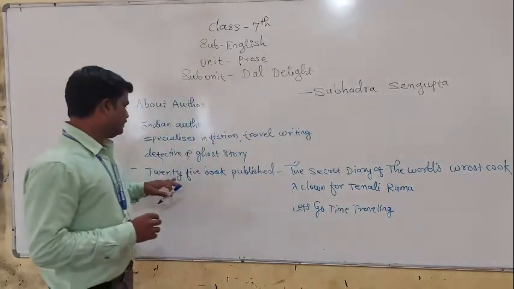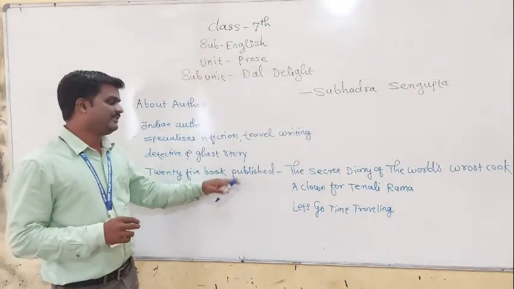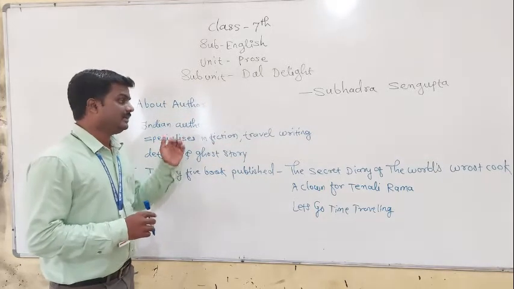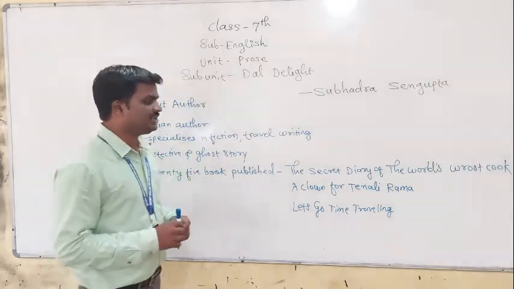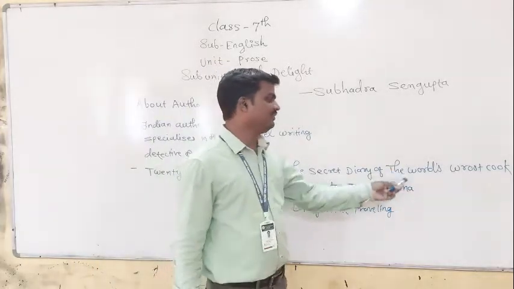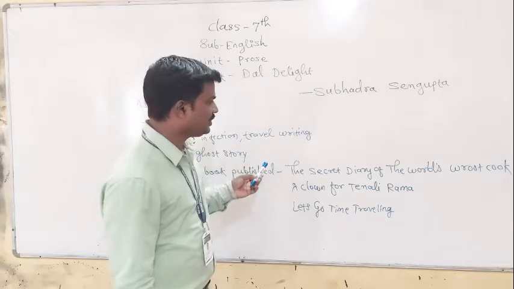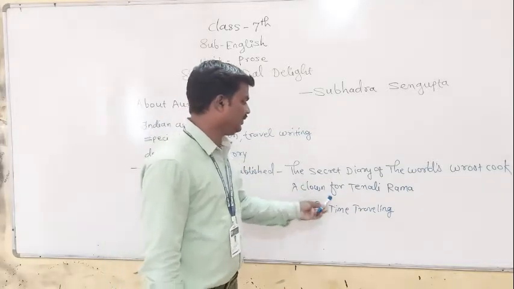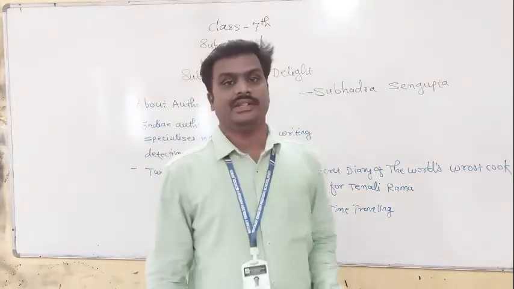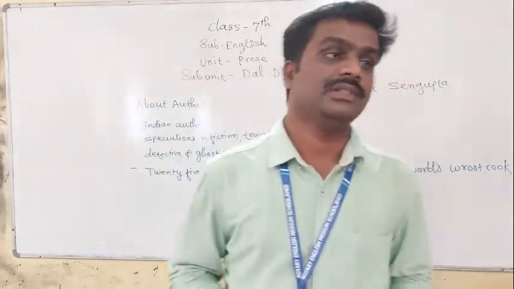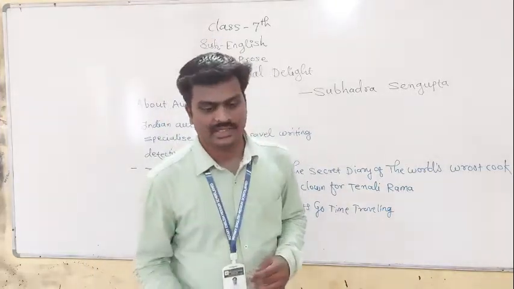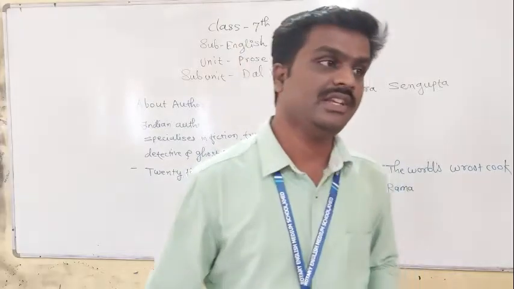She has published 25 books, and the major books are The Secret Diary of the World's Worst Cook, A Clone for Tenali Rama, and Let's Go Time Traveling. This is the basic information about the writer. The name of the writer is Subhadra Sen Gupta. She is an Indian author.